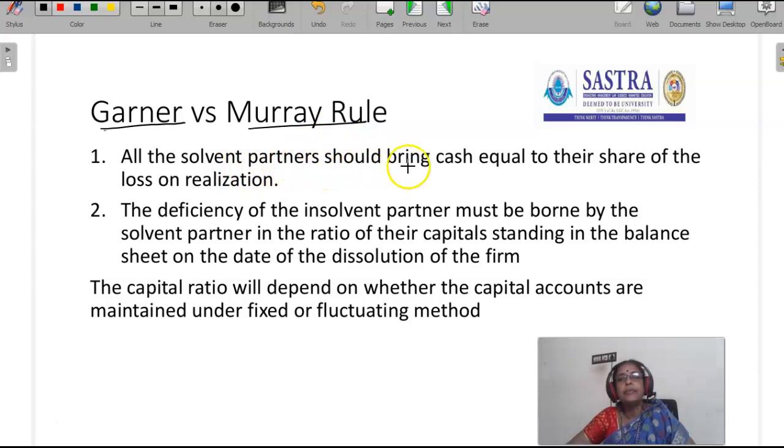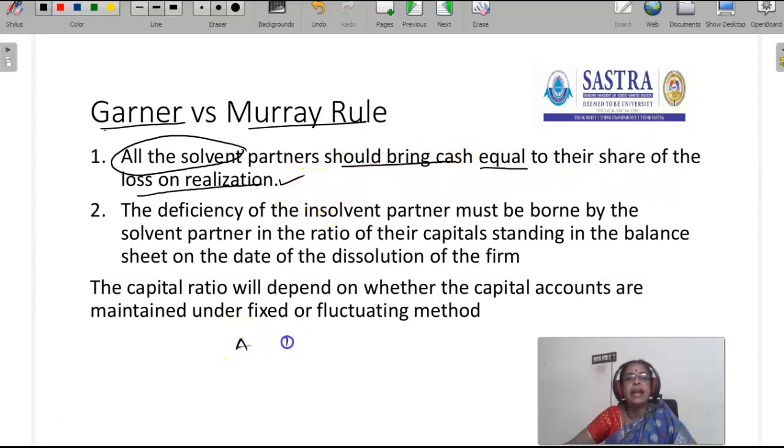All the solvent partners should bring cash equal to their share of the loss on realization. Loss on realization has to be transferred to the partners' capital accounts, so we have to debit the partners' capital accounts. If the share of loss on realization of A and B is 5,000 rupees and 5,000 rupees, then A and B should bring cash to the extent of 5,000 and 5,000. This is the first rule.